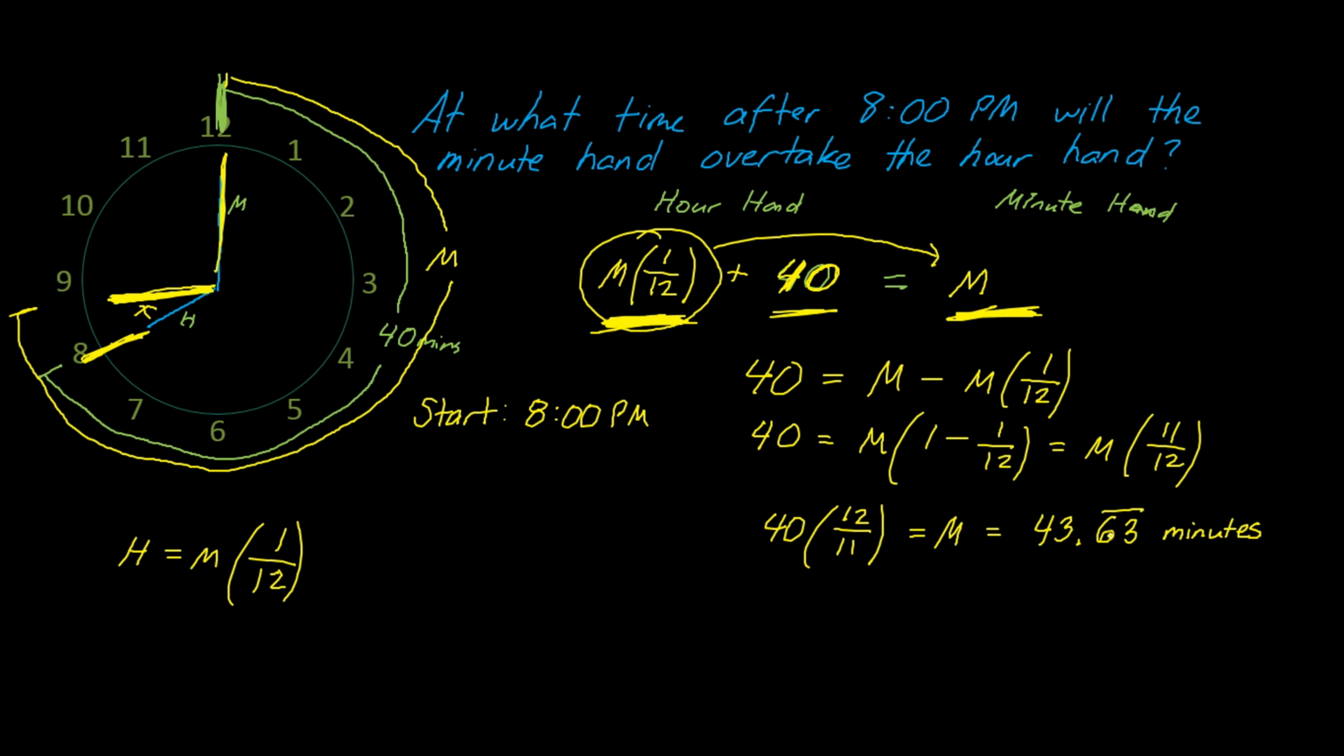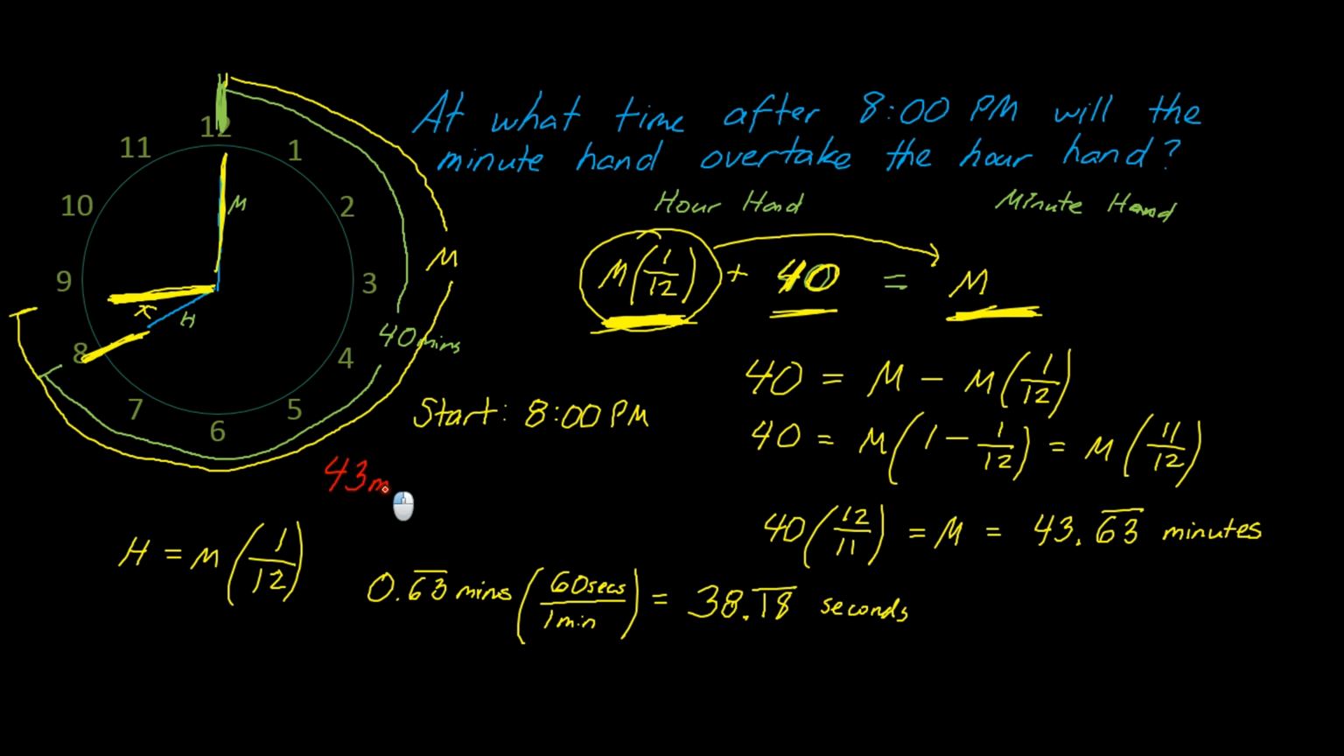If you want to know exactly what time it will be down to the exact second, what you're gonna do is focus on the number after the decimal, which is 0.636363. So we know that it is a fraction of a minute, and we know the conversion that 1 minute is composed of 60 seconds. It will give us 38.18 seconds. So the time that they will be together is 43 minutes and 38.18 seconds after 8 o'clock.